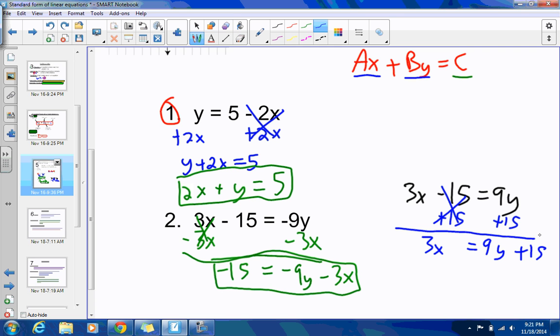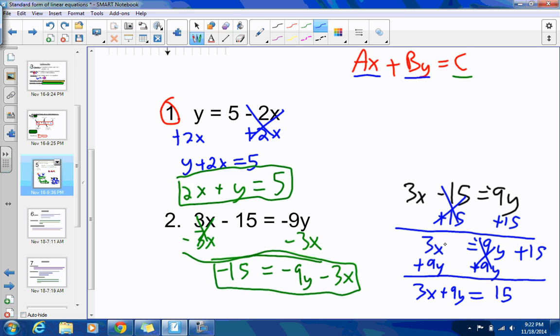Okay, so the constant term is to the right, but now the variable terms, and I apologize, this is actually supposed to be negative 9y, are not all on the same side. So let's get rid of this negative 9y over here. So you add 9y. You add 9y. And since you can't combine these two, they're not like terms, you just leave it as 3x plus 9y. That cancels out. Equals our 15.